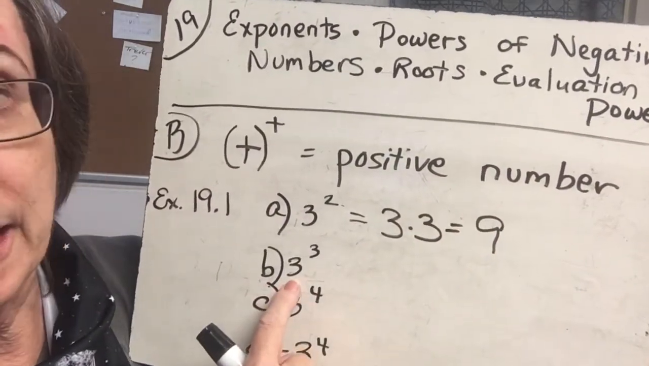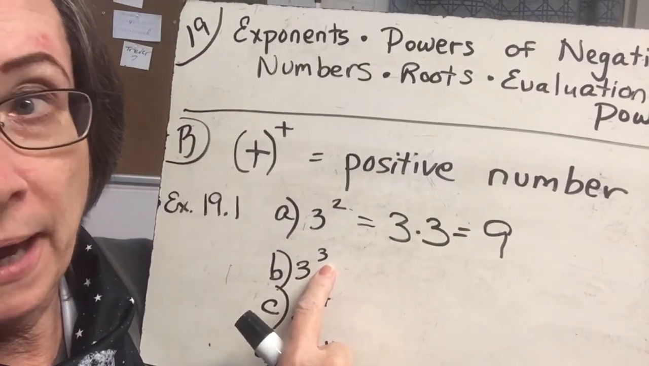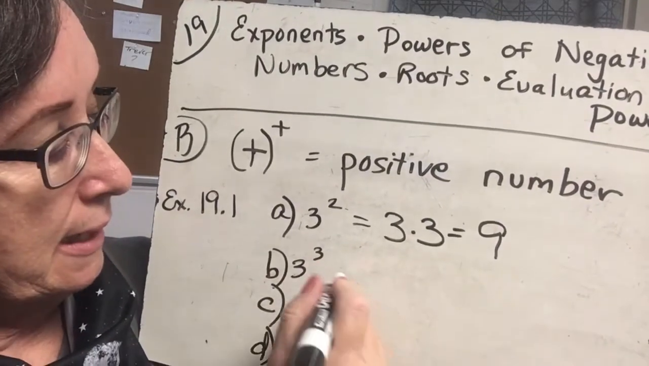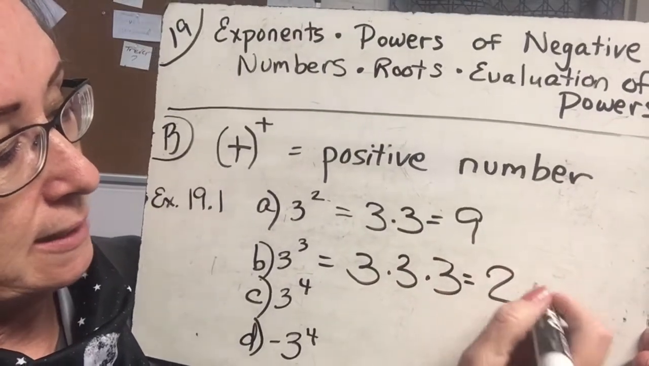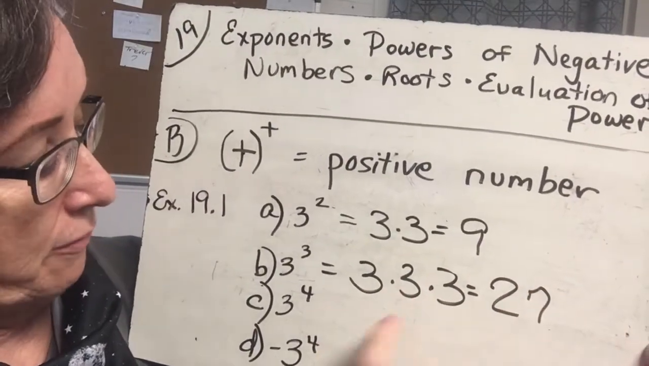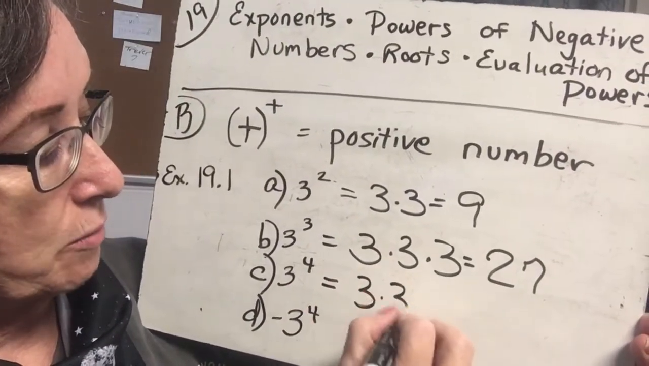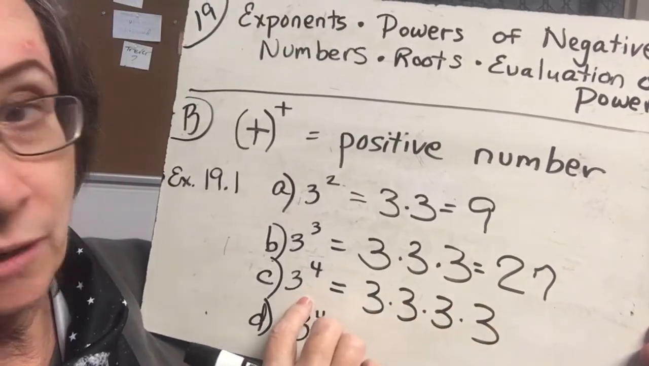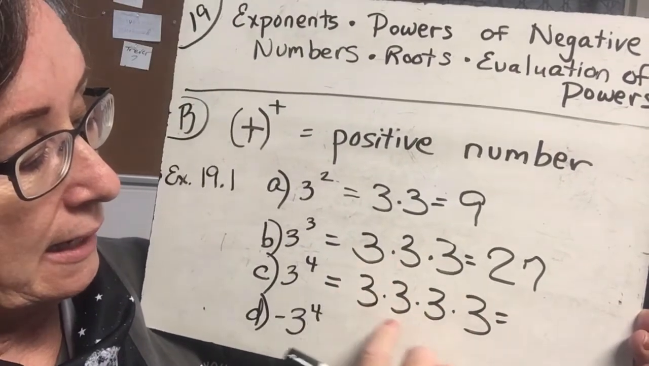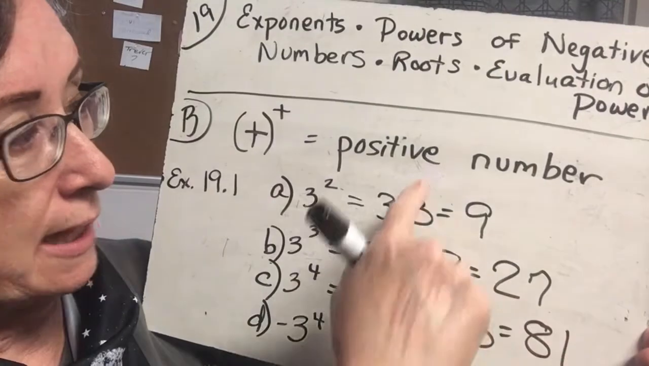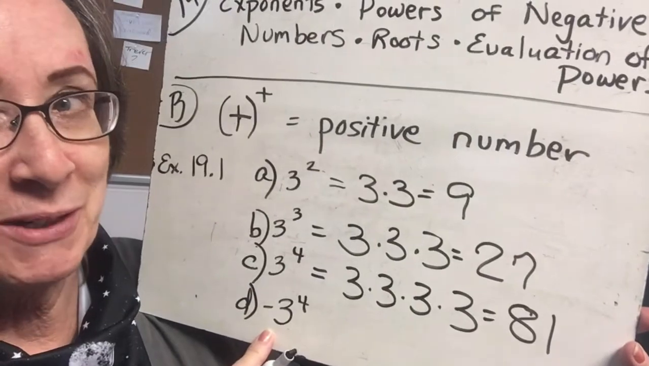And here we have a positive base 3 raised to a positive power, or exponent 3, is the same thing as 3 times 3 times 3, which is 27, which is positive. Okay, 3 to the 4th power is 3 times 3 times 3 times 3. There's no negative sign anywhere, and we're going to end up with 9 times 9, or 81, which is a positive number. Now here, we have a negative number thrown in, but we have to be very careful.